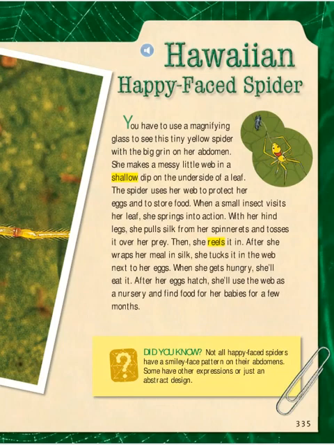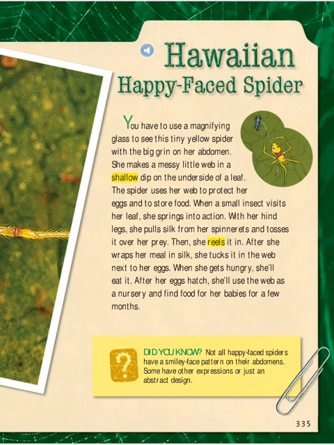Hawaiian happy-faced spider. You have to use a magnifying glass to see this tiny yellow spider with the big grin on her abdomen. She makes a messy little web in a shallow dip on the underside of a leaf. The spider uses her web to protect her eggs and to store food. When a small insect visits her leaf, she springs into action.